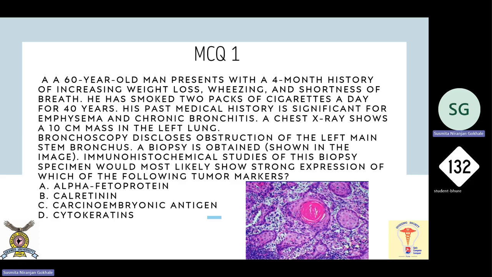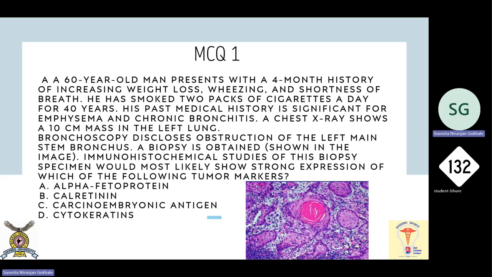As we have already seen in the previous videos, we should first read the last line of any question that is given, and the MCQs, to first understand from which topic the MCQ has been chosen. So in this, the last line is: which of the following tumor markers is expressed in the immunohistochemical studies of the biopsy specimen. The options are A. Alpha fetoprotein, B. Calretinin, C. Carcinoembryonic antigen, D. Cytokeratins. So from this, we understand that the examiner wants to test our knowledge on tumor markers.